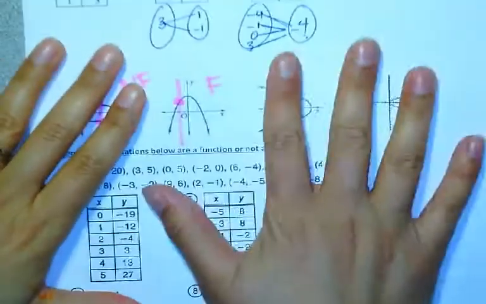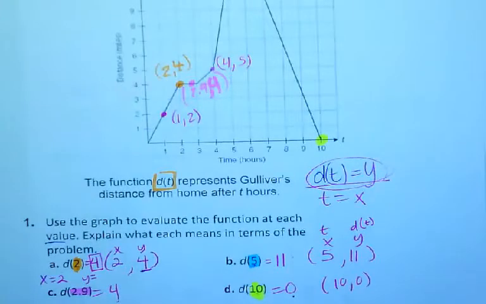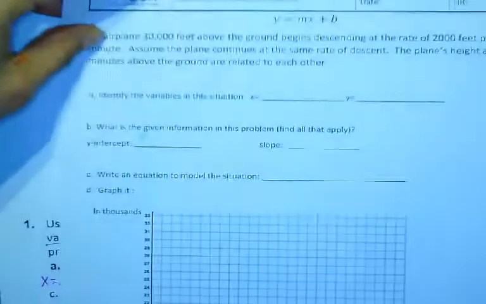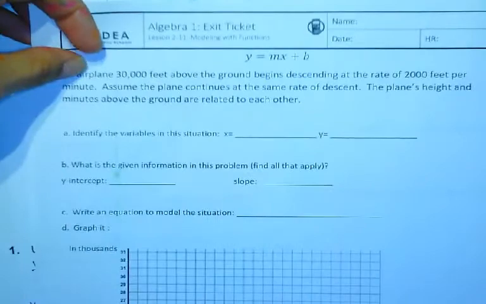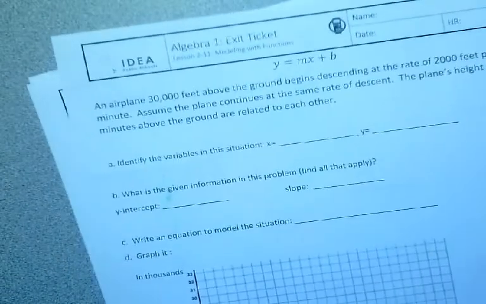This is due tomorrow, as well as the 2 exit tickets that look like this, and the other one that looks like this. So please bring it for credit so that you can have some extra points on your test.